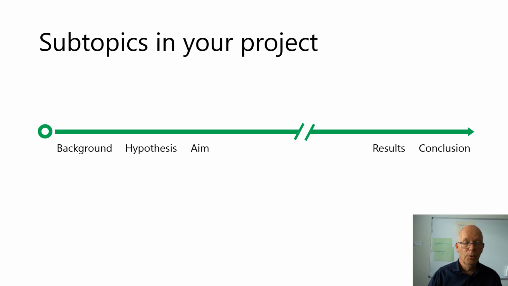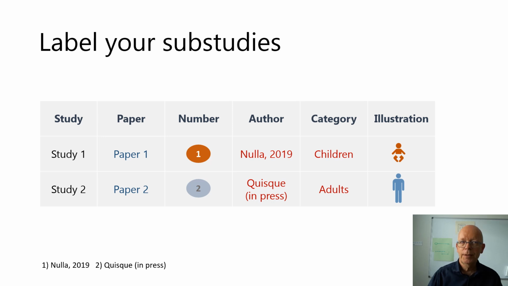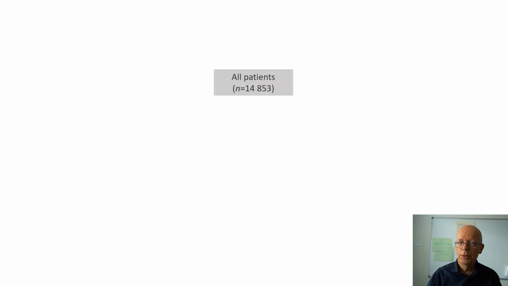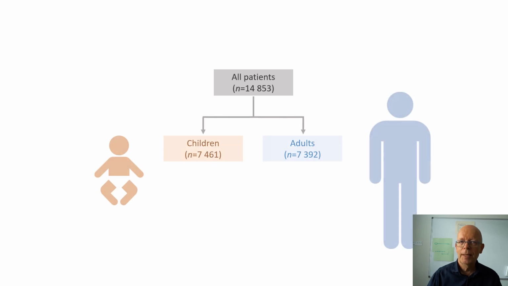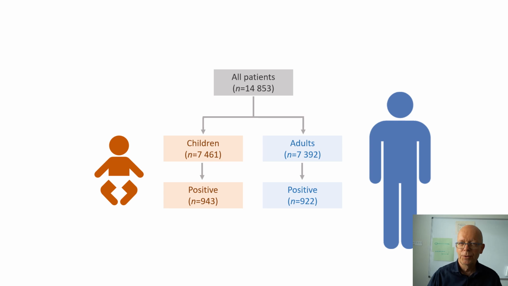We have the core story here with the substudies 1 and 2. And we can label the substudies with numbers, for instance, or nicknames, children, adults, or maybe with illustrations or pictograms. So when we tell the story, we are using the differentiating parameters this way, with the icons, colors, nicknames, and it's easy for the audience to understand.